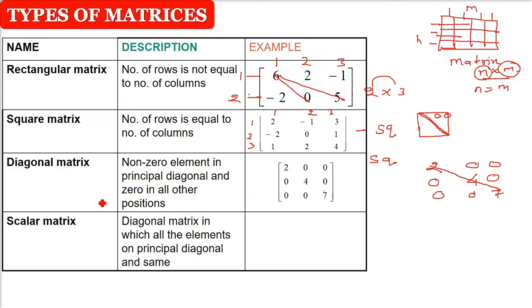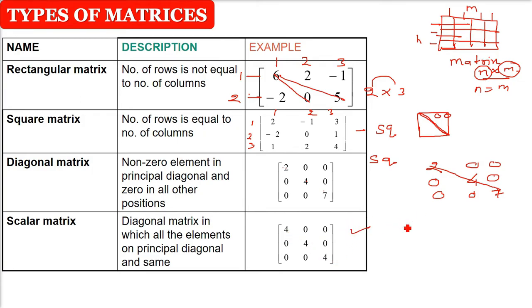Now, the scalar matrix. A scalar matrix is a special type of diagonal matrix where the diagonal elements are the same. All other elements are 0, the diagonals have some value, and all these values are exactly the same. This is called the scalar matrix.